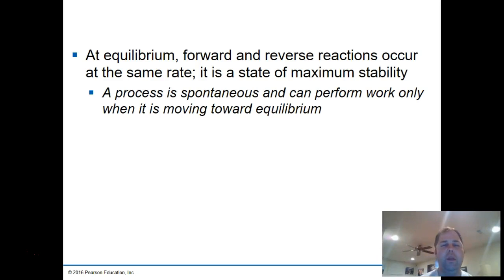When we get to equilibrium, the forward and reverse reactions are going to be at the same rate. That's the same as chemistry. And that's the state of maximum stability. A process can only be working when it's moving towards equilibrium. Once it reaches equilibrium, the change in G, or the delta G, is going to be 0. And so you're neither going to be spontaneous or non-spontaneous. You're just going to be at equilibrium. Nothing's going to be happening.